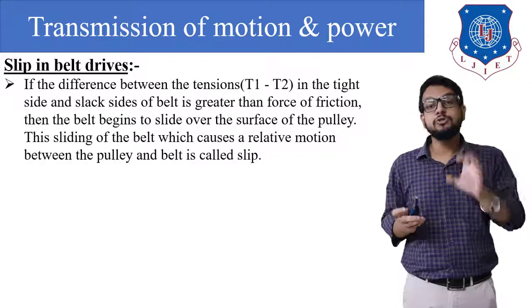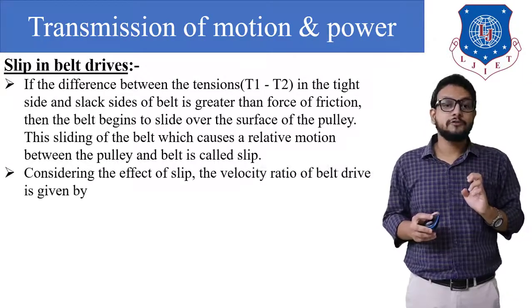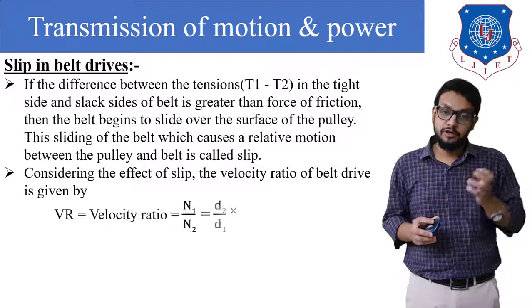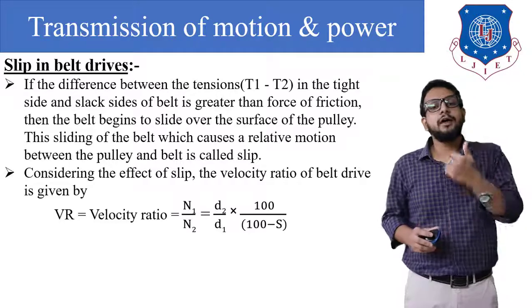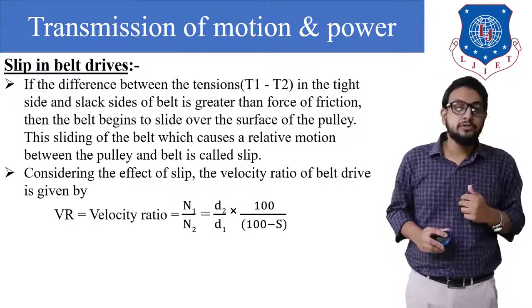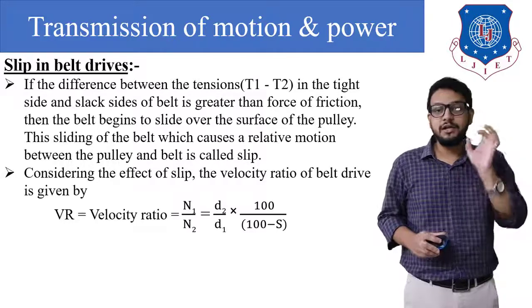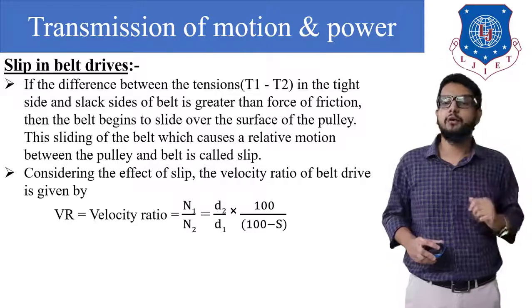So slip is usually expressed in percentage terms. Okay, so there is a formula for slip. Considering the effect of slip, the velocity ratio can be written as N1 by N2 is equal to d2 by d1 into 100 upon (100 minus s). There is a derivation for this equation, but that is not in your syllabus. So you have to directly remember this equation.